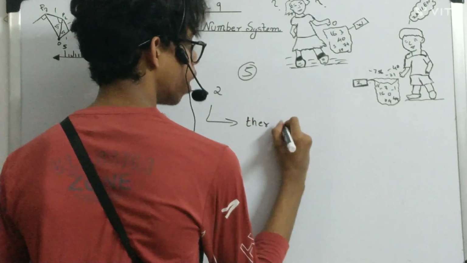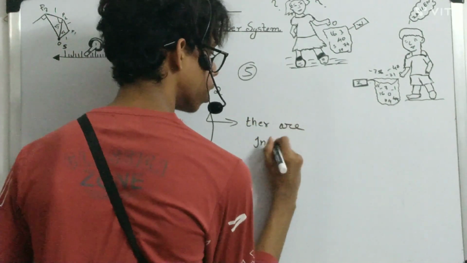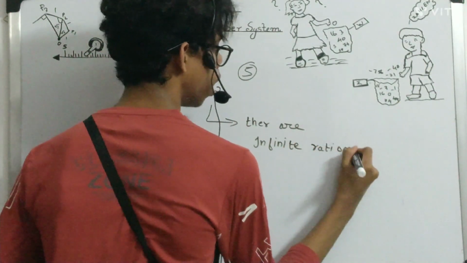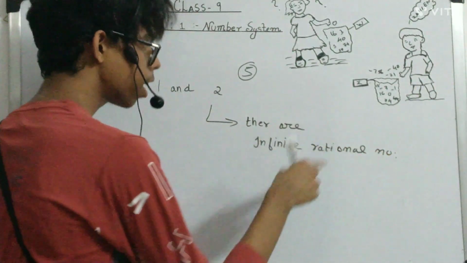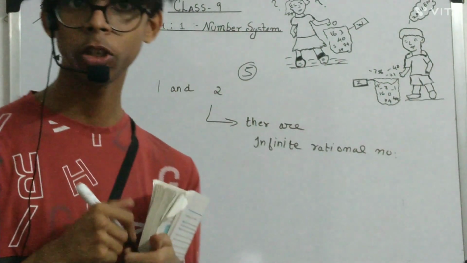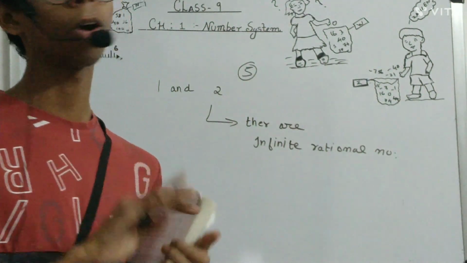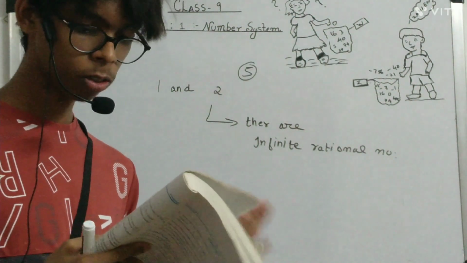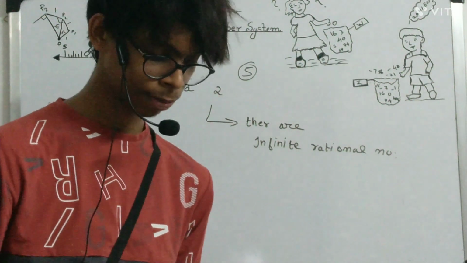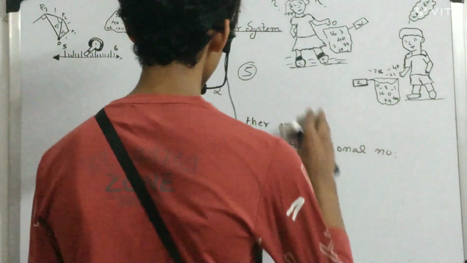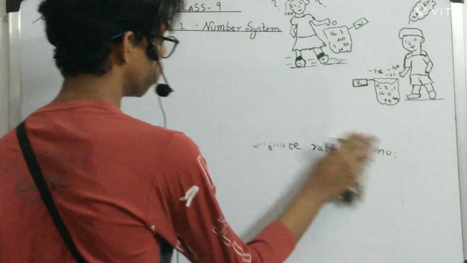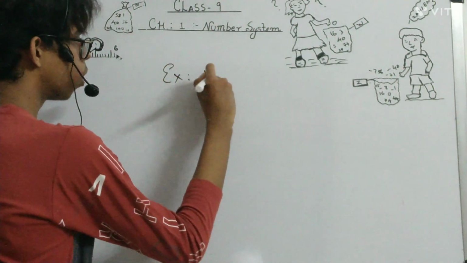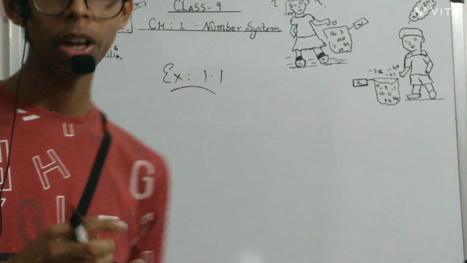There are infinite rational numbers between any two numbers. So we cannot go on finding all those rational numbers. So they will specify to us to find only a particular number. Let us move on to our exercise number 1.1. Okay, exercise number 1.1. Let's see.